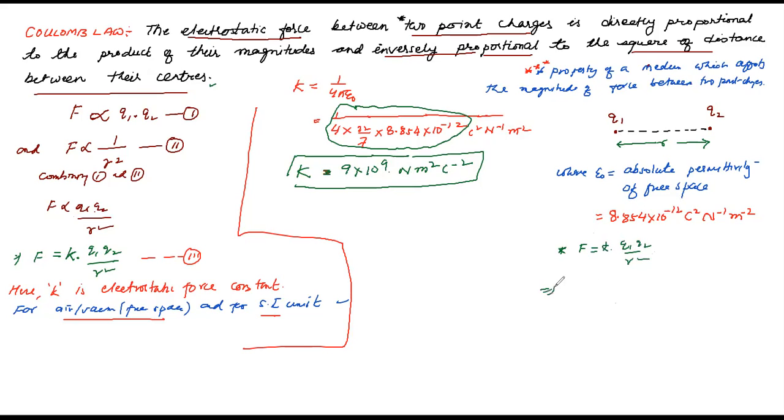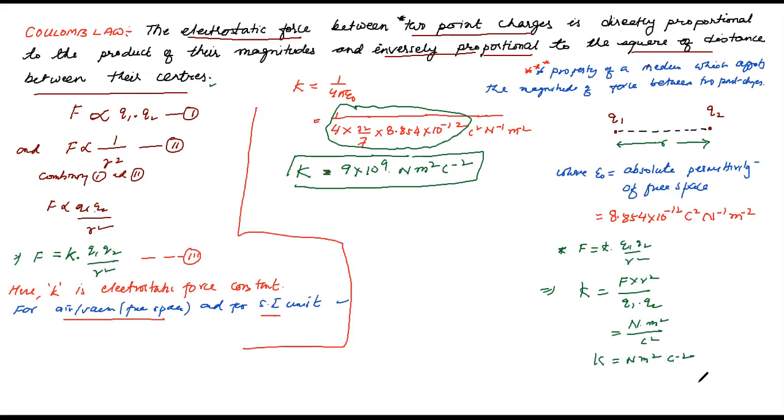So K can be written as F into R square, with Q1 Q2 in the denominator. Now what is the SI unit of force? It's Newton. What is the SI unit of distance? It's meter, so it will become meter square. The SI unit of charge is coulomb, so coulomb square. So how much are we getting, my dear friend? We are getting Newton meter square per coulomb square. Newton meter square per coulomb square. I hope you got my point.